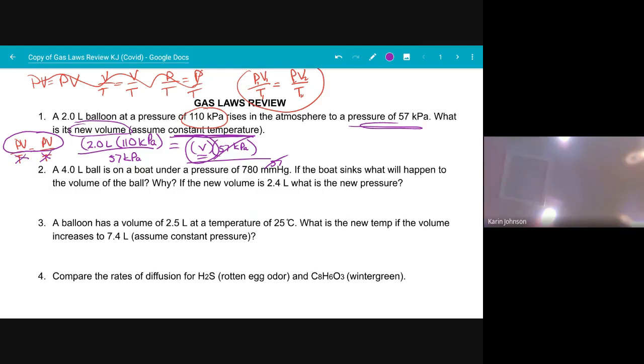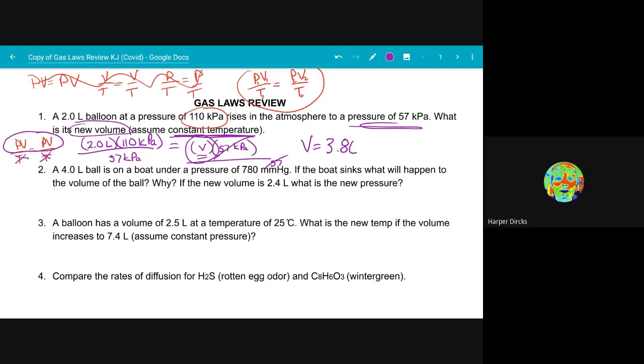So for this first problem, it is 2 liters times 110. So go ahead and put that in your calculator. 2 times 110 divided by 57. And that gives us volume. In this case, volume is 3.86.